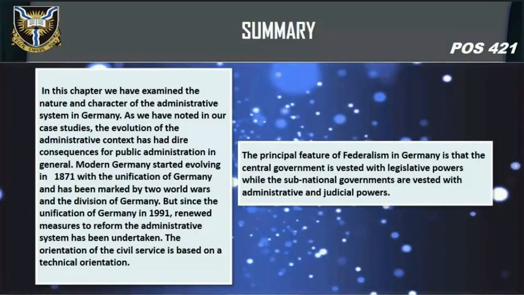Summary. In this chapter, we have examined the nature and character of the administrative system in Germany. As we have noted in our case studies, the evolution of the administrative context has had its consequences for public administration in general. Modern Germany started evolving in 1871 with the unification of Germany and has been marked by two world wars and the division of Germany. But since the unification of Germany in 1990, renewed measures to reform the administrative system have been undertaken.